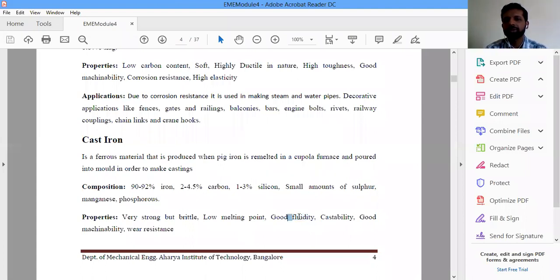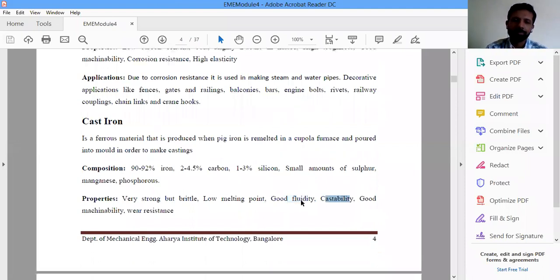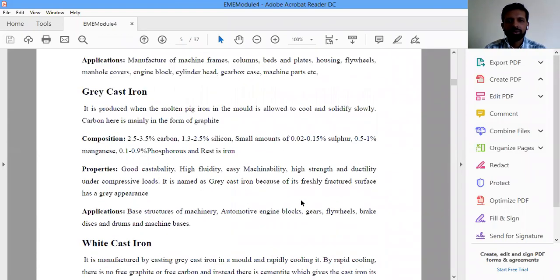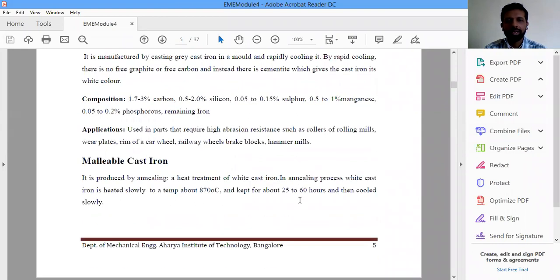Because of its easy flow nature, this metal can flow even into very narrow regions and fill that particular place. So there will not be many casting defects and all. Gray cast iron and white cast iron we had seen yesterday, right?